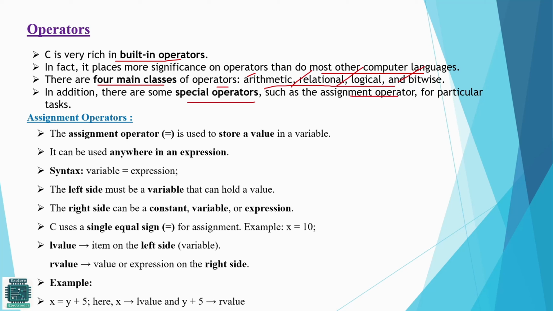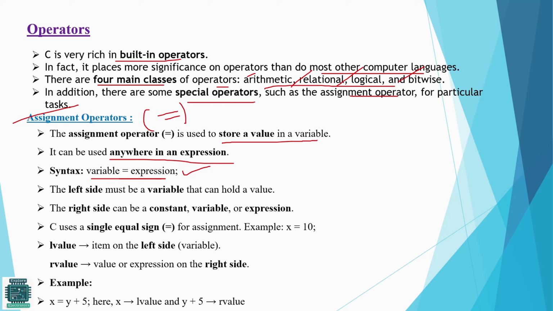Now, let us start with the assignment operator. The general meaning of assignment is assigning something, giving a task. In the same way, the assignment operator is nothing but an equal symbol. It is used to store a value in a variable. It can be used anywhere in expressions. Now the syntax is variable equal to expression. This is the syntax of the assignment operator.